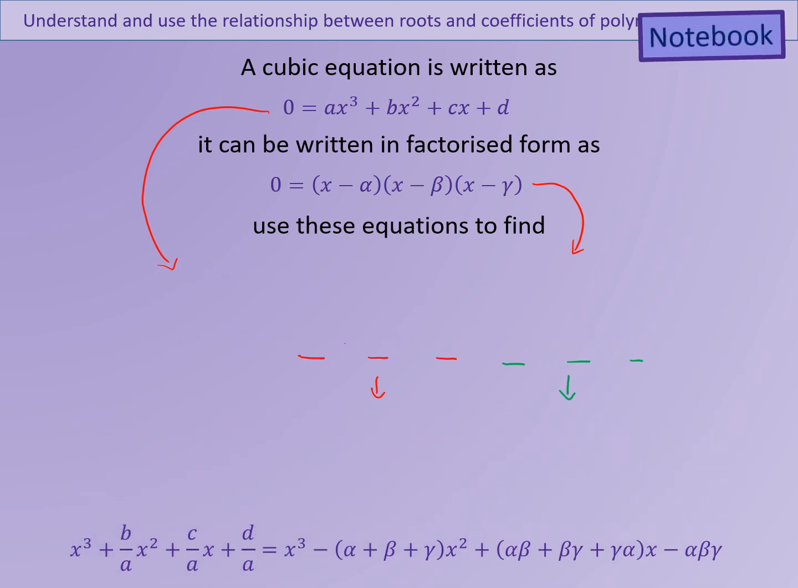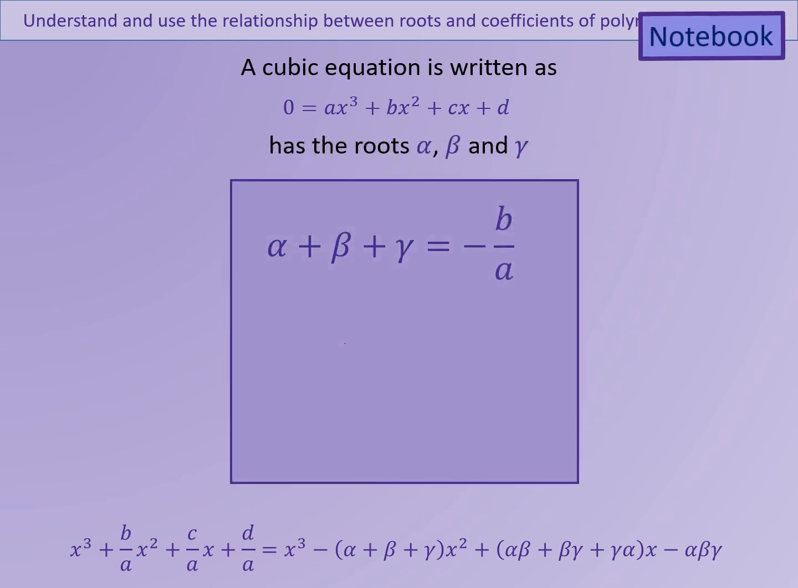And so if we use this, this will lead to the sum of the roots being equal to minus b over a. And in the box, this is the bit that you need to copy into your notebooks. The sum of the product pairs is equal to c over a, and the product of the roots is equal to minus d over a.